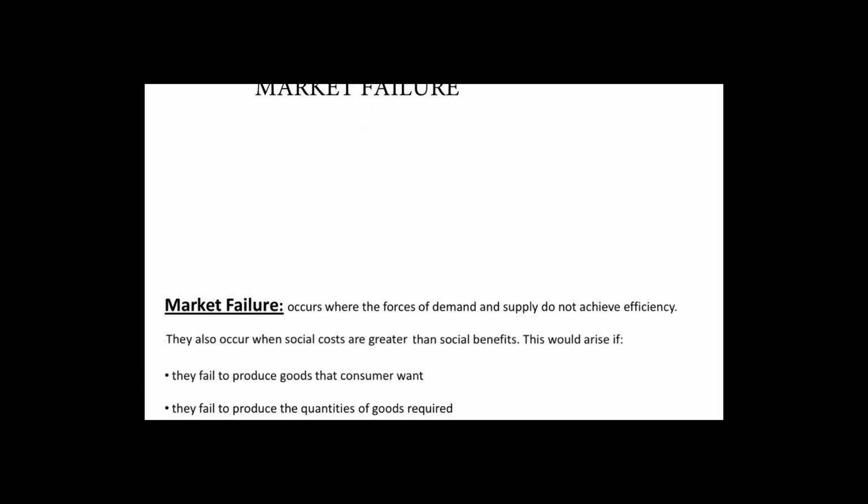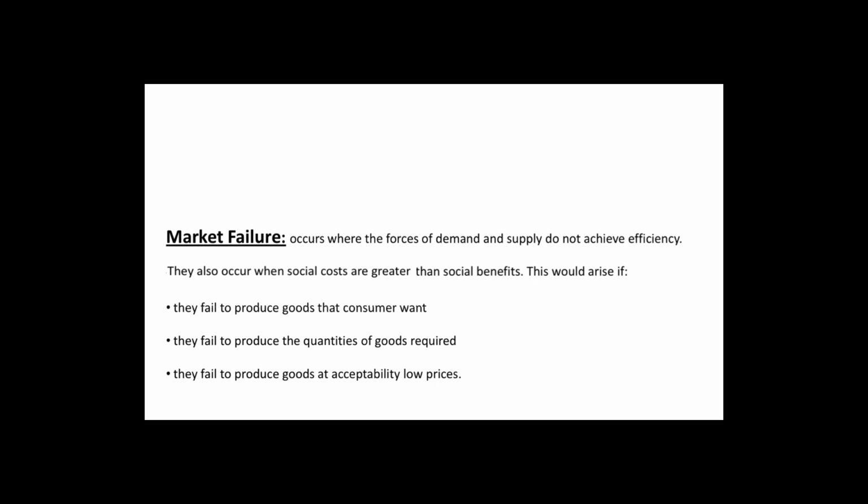So, market failure, in simple definition, is this. This is your market failure. How does it occur? Market failure occurs when the private sector, or the forces of demand and supply, do not achieve efficiency. They fail to achieve efficiency. They are inefficient somehow. In other words, this occurs when the social costs are greater than social benefits.